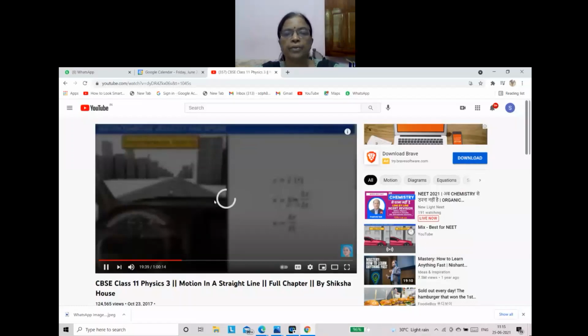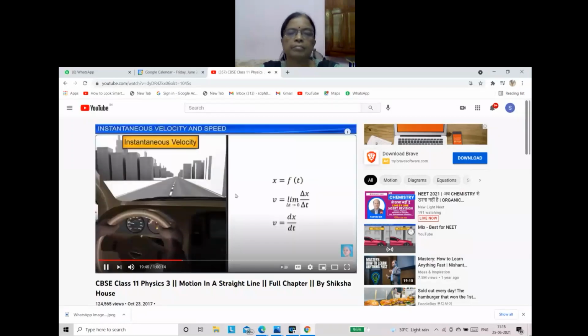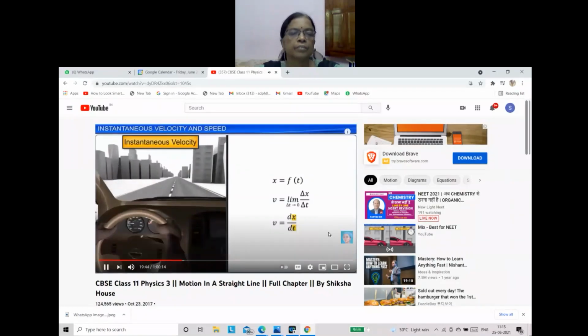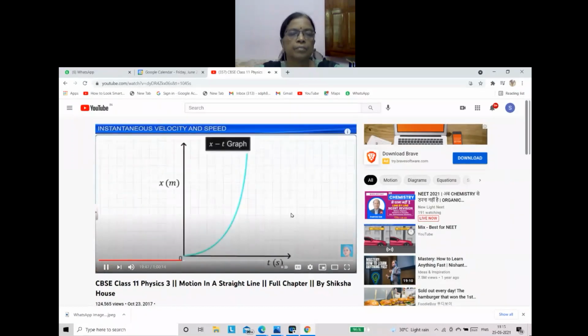Instantaneous velocity, that is what we are going to study, children: how to find the instantaneous velocity between x and t is known for the motion. Let's understand how to calculate instantaneous velocity using an xt graph.